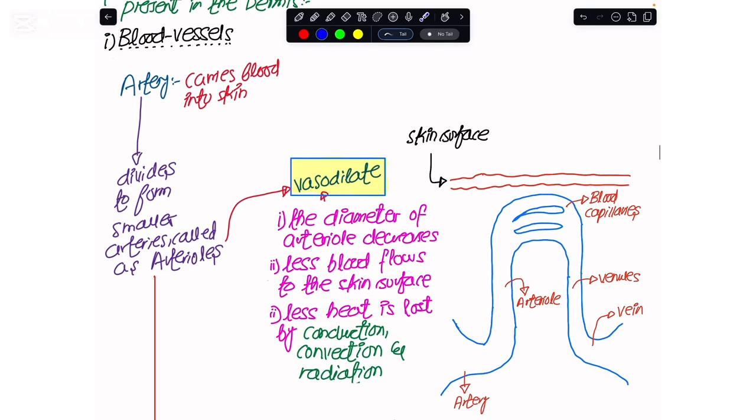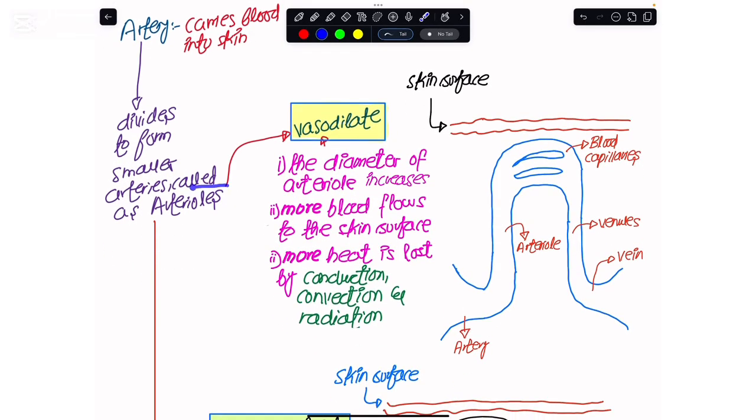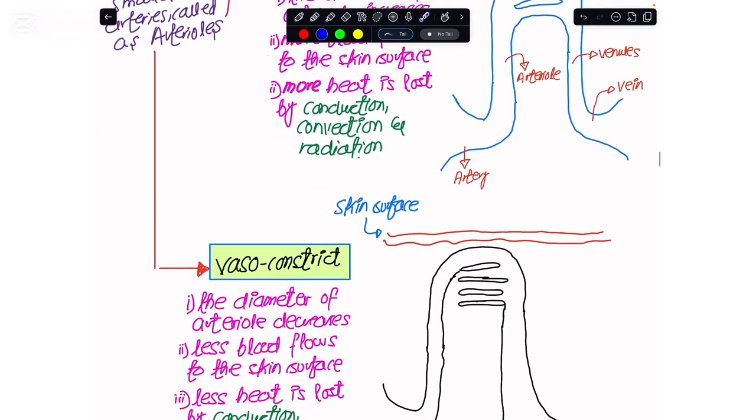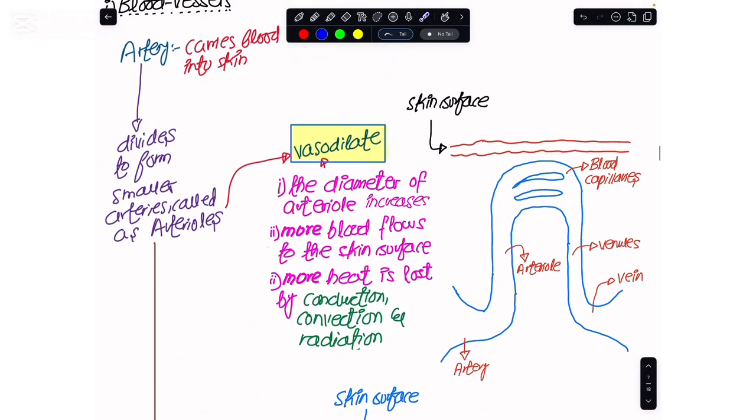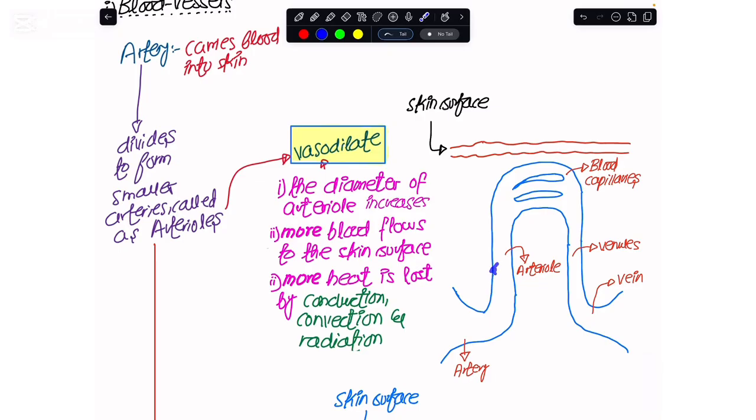What you have to see is that the artery would carry the blood into the skin, and this would further divide to form smaller arteries, which are referred to as the arterioles. These arterioles that we have in the skin have two characteristic properties. They have an ability to vasodilate, and they also have an ability to vasoconstrict. When we say that these arterioles vasodilate, their diameter would increase, and as a result, more blood would flow from these arterioles to the blood capillaries that we have here.